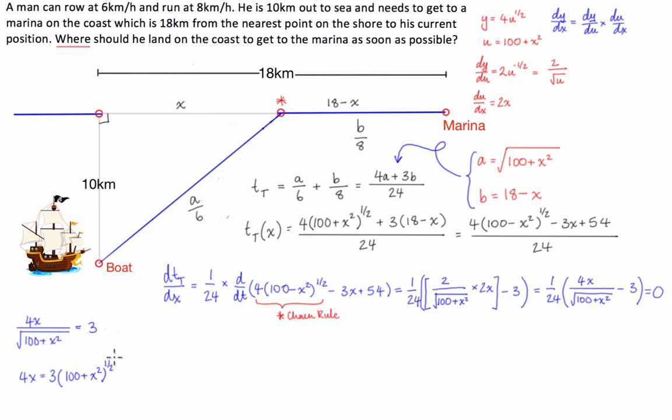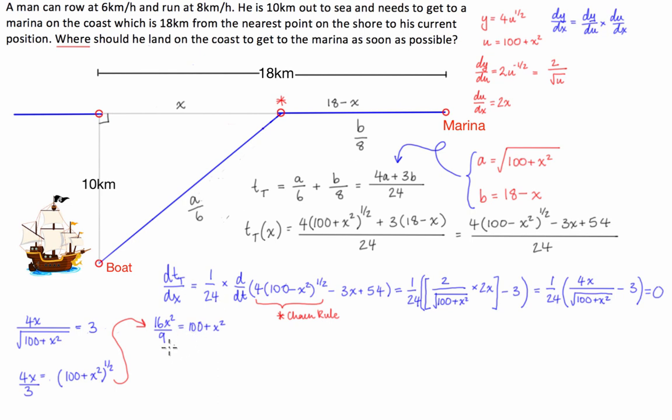Then what I'm going to do, guys, is divide both sides by 3. So I'll just do that off this one. I'll get rid of that 3, and as a result, the 3 is going to go down here. And then my next step is to square both sides. So I'm going to have on this side 100 plus x squared, and on this side 16x squared over 9 is equal to 100 plus x squared.